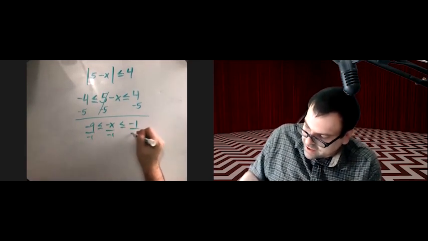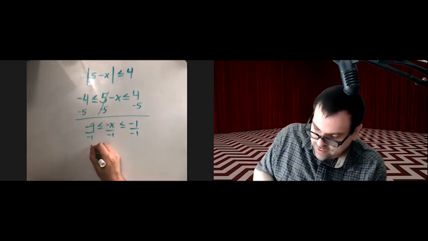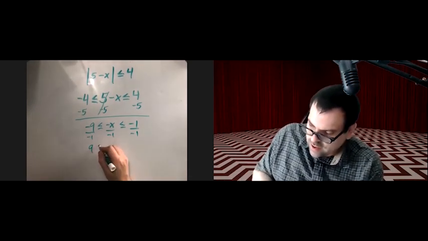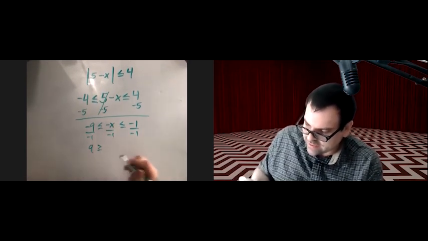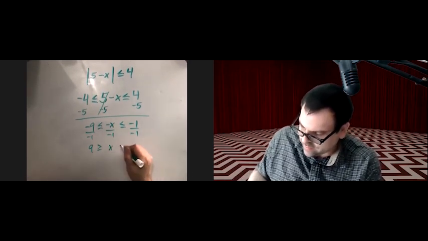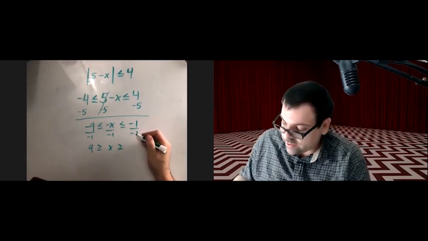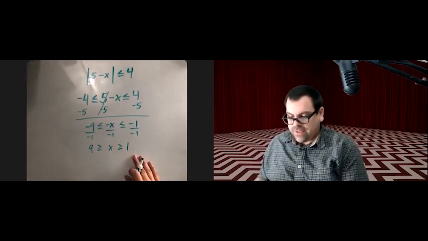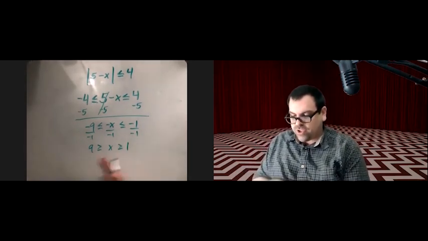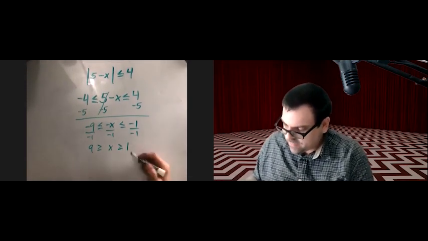Divide all things by negative 1, which is going to change minuses to pluses. But since we're dividing by a negative, it's also going to switch less thans to greater thans. Negative 1 divided by negative 1 is positive 1. When we write it together like this, we have to switch it all around so that they're less thans, but it still needs to be the same.